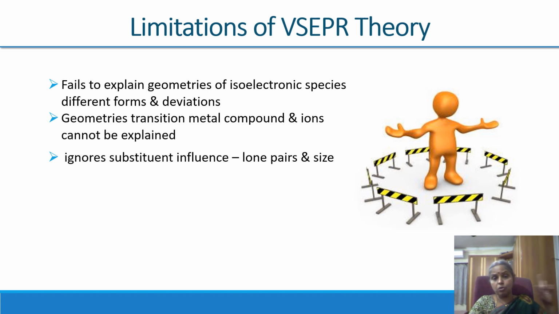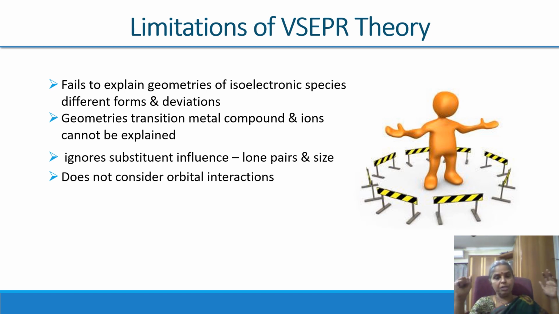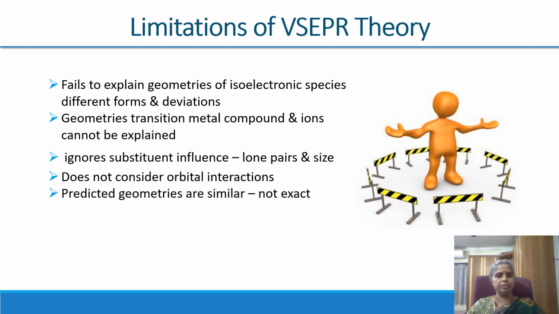That is the reason why it could not account for the transition metal complex compounds, and it does not consider orbital interactions. There can be bonding interactions. There can be pi bonding interactions. If there are overlapping orbitals, to a certain extent there can be pi bonding also. So orbital interactions are totally ignored. It is always focused on Lewis structures, electron pair distribution, how the electron pairs are oriented. So orbital overlapping and pi bonding interactions are totally ignored.